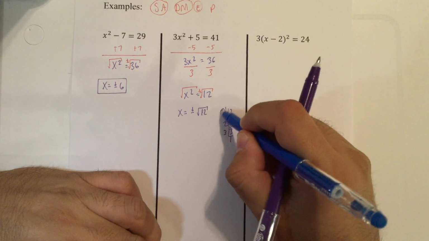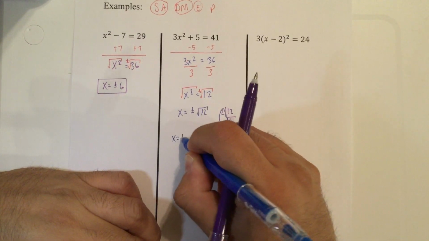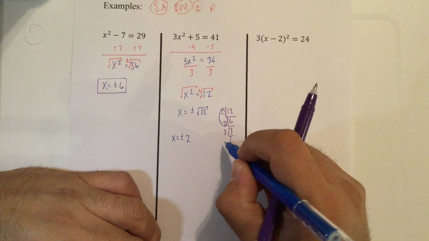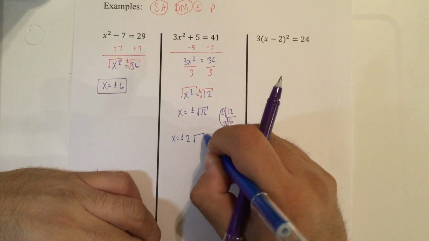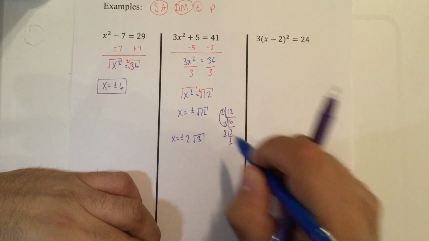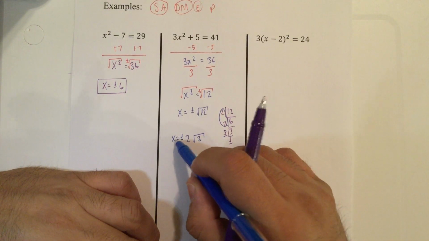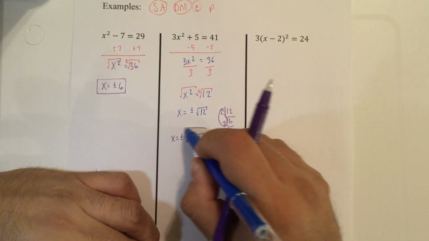So right here I have a pair of 2's. So x equals plus or minus. I have a pair of 2's that will come on the outside. And I have 3 times 1 that will go back in the radical. So 3 times 1 is 3. And so my final answer is x equals plus or minus 2 radical 3.